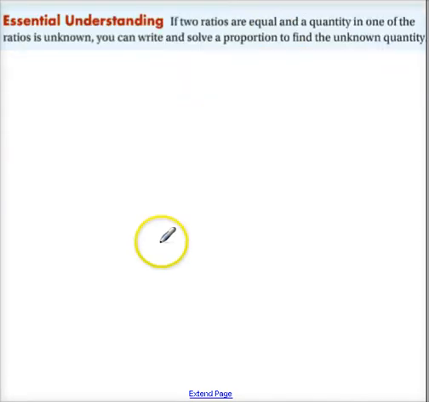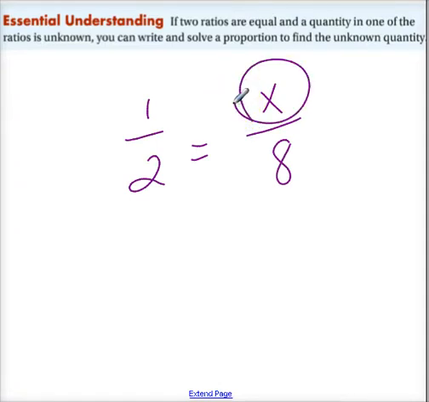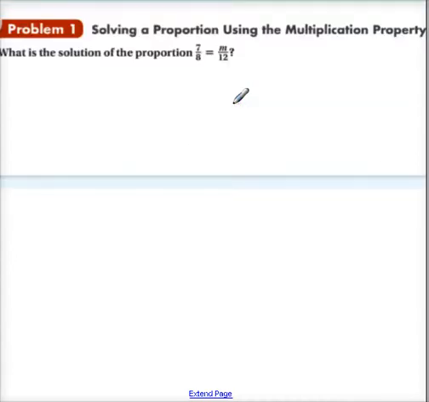All right, if two ratios are equal and a quantity in one of them is unknown, say we have 1/2 equals x over 8, so we don't know one of the values, you can write and solve a proportion to find this unknown value. And we're going to talk about how to do that first. There's two ways you can solve for an unknown.